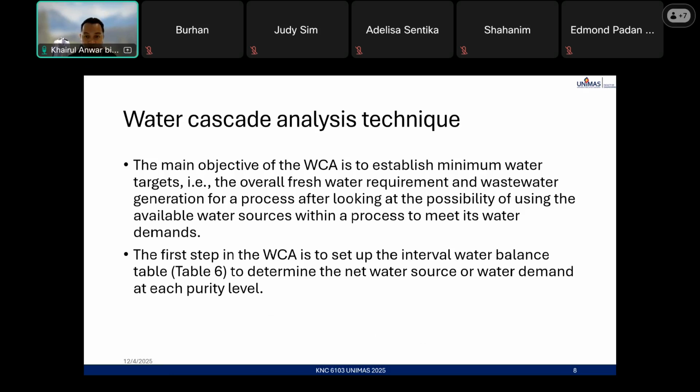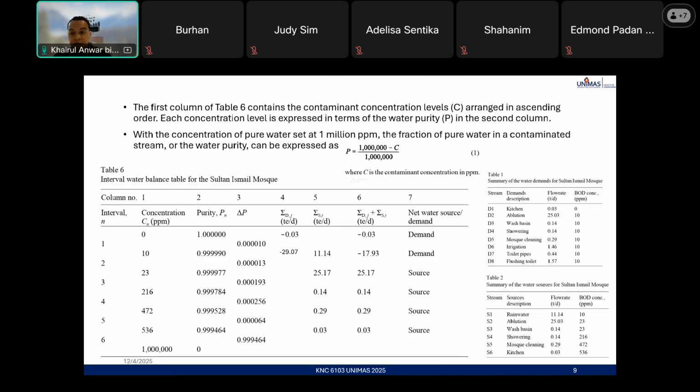The first step in the WCA is to set up the table water balance, Table 6, to determine the net water source or water demand at each purity level. So for this case, water demand we have 8, water source we have 6.